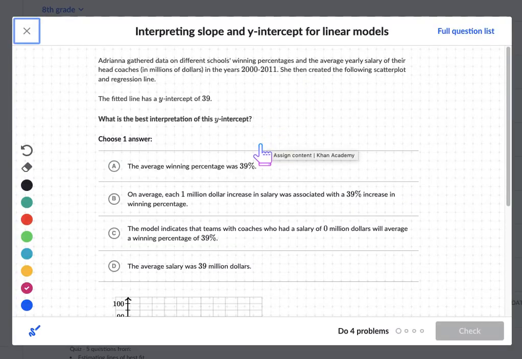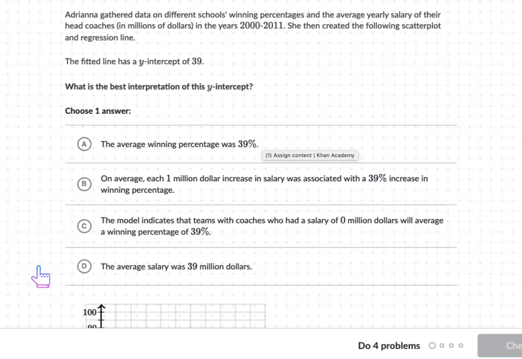All right, let's dive into our first example. For this example, we have someone named Adriana, and they gathered data on different schools' winning percentages and the average yearly salary of their head coaches. So trying to see if there's a relationship between the amount of times they win and how much the head coaches are paid in millions of dollars in the years 2000 to 2011. She then created the following scatter plot and regression line.